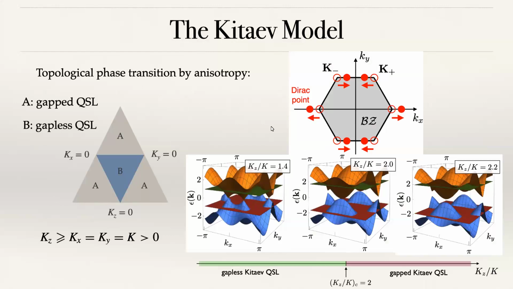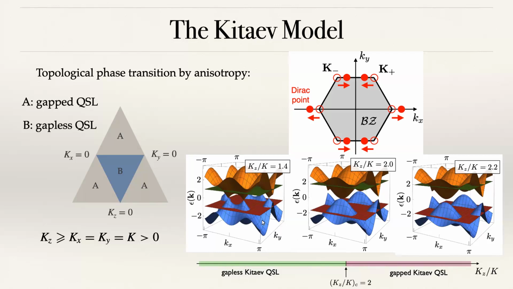And one interesting thing is that just like you can add strain to the honeycomb lattice to tune through the topological phase transition in graphene or black phosphorus, if you like. Now, here you can do similar things. So if you add anisotropy in the Kitaev coupling, then eventually, when the anisotropy is large enough, the system will go through a topological phase transition from a gapless Kitaev quantum spin liquid to a gapped one.